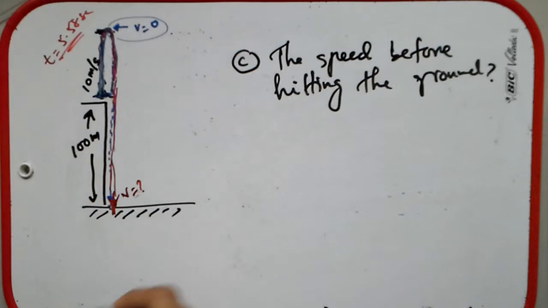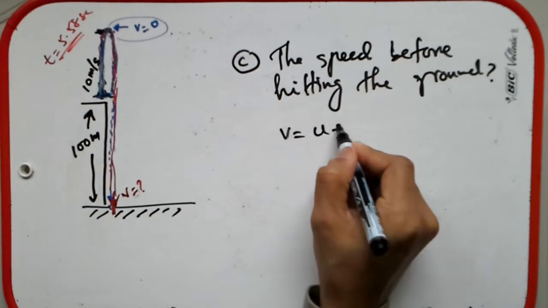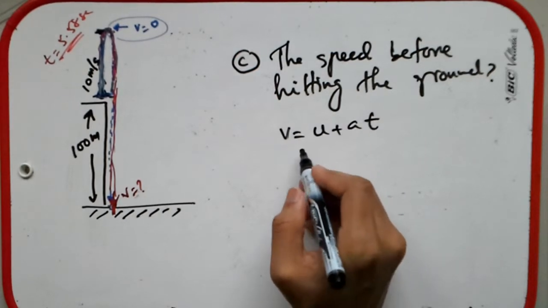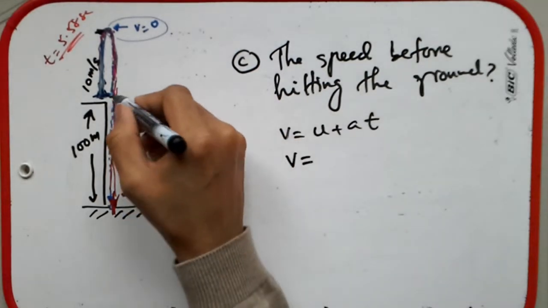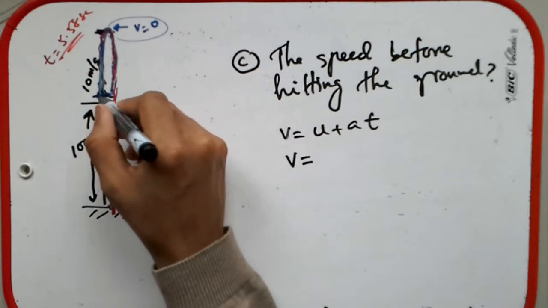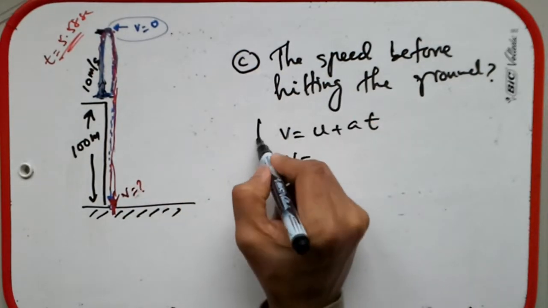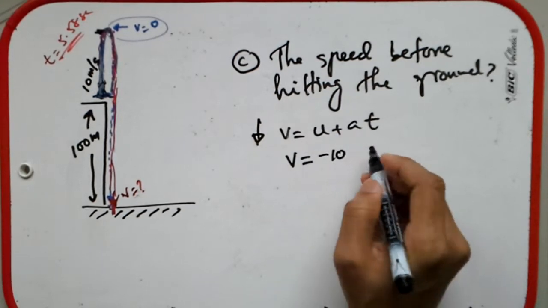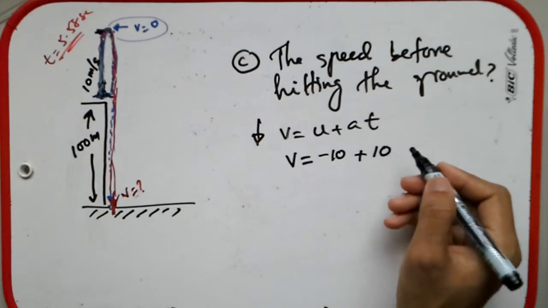I'm going to use v equal to u plus at. I need to find the final speed. What is the initial speed I said? I can put minus 10. If you are throwing upward 10, it's similar to our previous argument. So I'll use the entire equation downward. So the initial speed is minus 10, plus the acceleration is downward, so I can put plus 10.